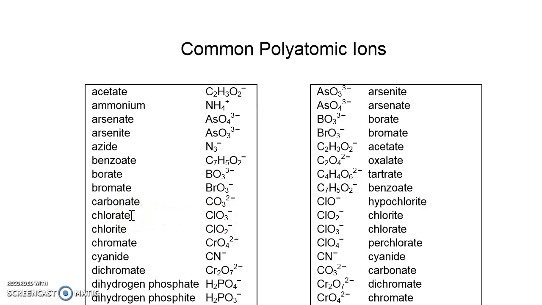Then if you subtract one oxygen from the ate, you get the ite. So, for example, chlorate has 3 oxygens, chlorite has 2 oxygens. Notice that by removing an oxygen, you don't affect the charge. So there's a single negative charge on chlorate, and there's also a single negative charge on chlorite.